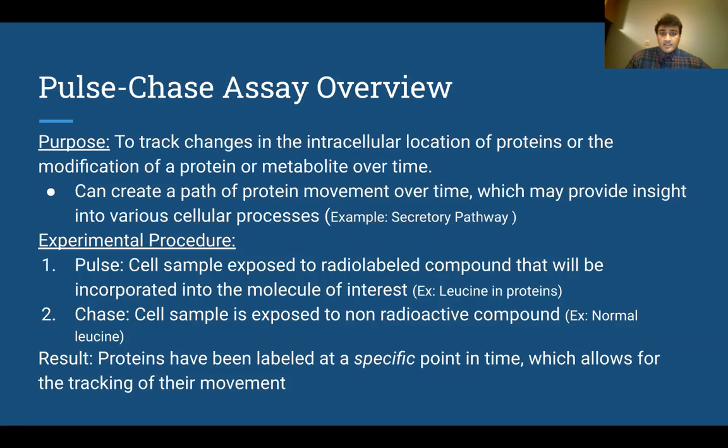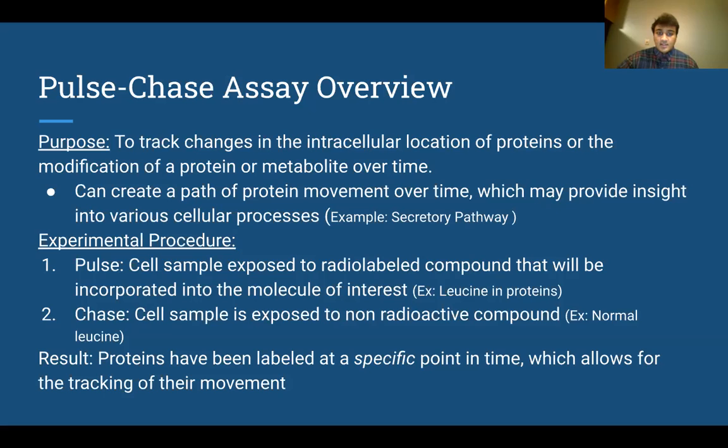But before we go into detail on how this unfolded, it's important to have a working understanding of how this assay works. So the pulse chase assay is split up into two phases, the pulse and the chase. During the pulse, a cell sample is exposed to a radiolabeled compound that will be incorporated into the molecule of interest. Often when tracking proteins, this involves radiolabeled leucine. The result is that virtually all proteins synthesized during this phase will be radiolabeled, granted that they contain leucine.